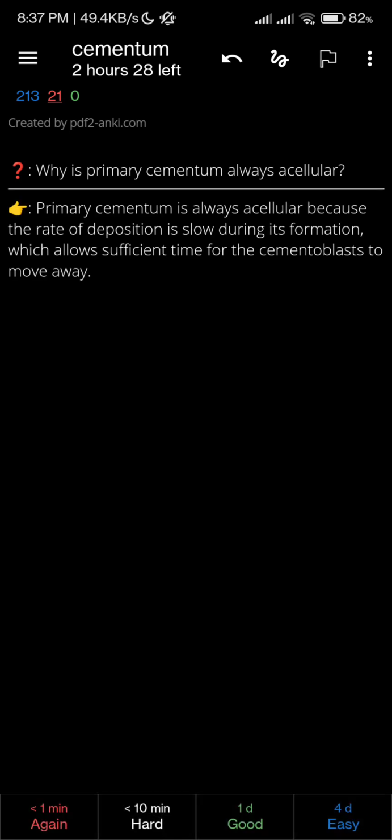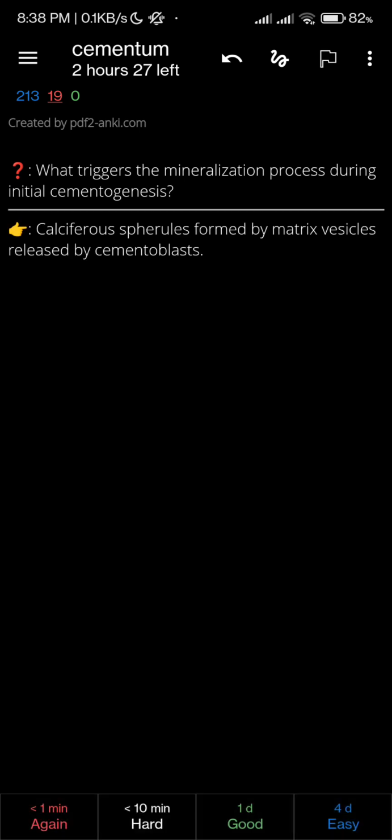So why is primary cementum always acellular? Because the rate of deposition of primary cementum is very slow during its formation, so it gives sufficient time for the cementoblast to move away. So what is the function of cementoblast? Cementoblast is to form cementum and their maintenance.